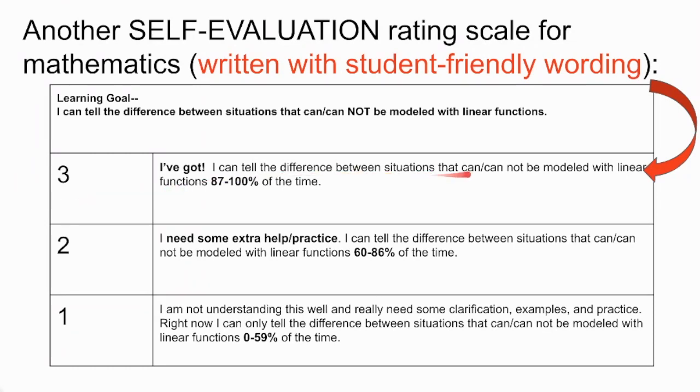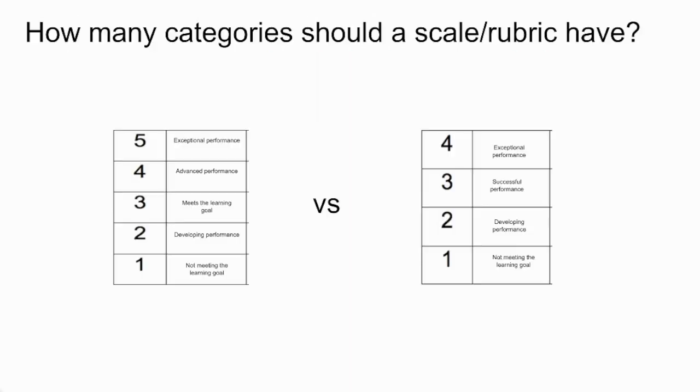I can tell the difference between situations that can and cannot be modeled with linear functions 87 to 100% of the time. A rating of 2 meaning, I need some extra help in practice, and I tend to do it this much of the time. And at a rating of 1, I'm not understanding this well and need some clarification, examples, and practice. Because right now, I can only tell the difference between situations that can and cannot be modeled about 0 to 59% of the time. It begs the question, how many categories should a scale or rubric have?